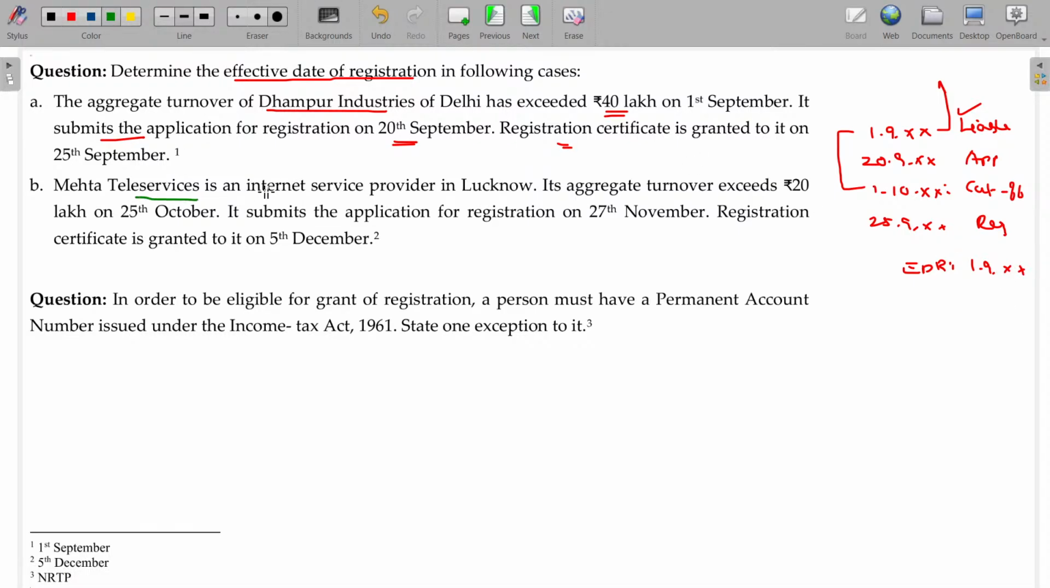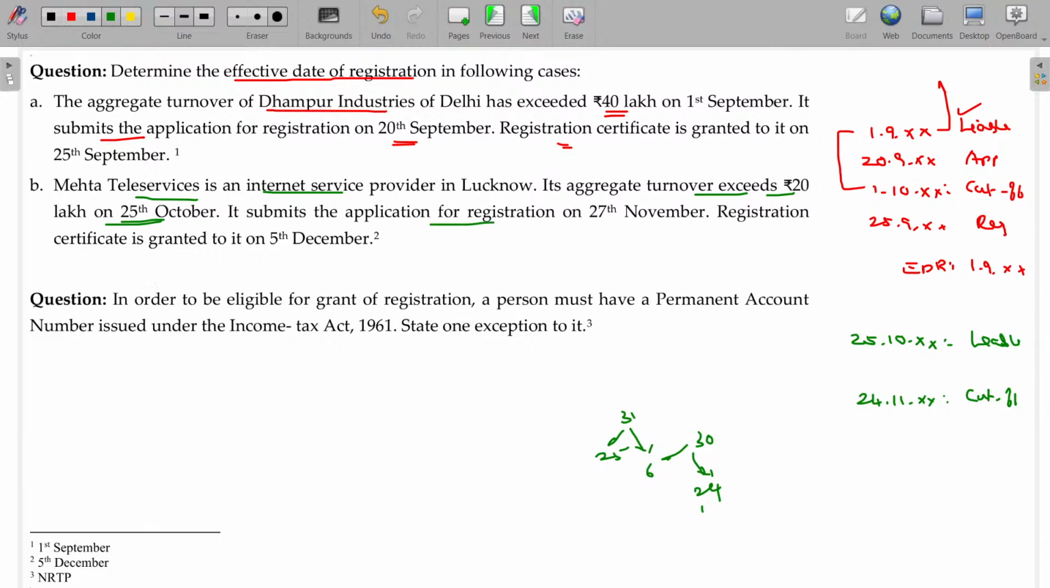Mehta Teleservices is an internet service provider in Lucknow. Its aggregate turnover exceeds 20 lakhs on 25th October, 25th October being the liable date for registration. And what is the cutoff date? You have to add 30 days. October has 31 days, 25 already over. Still how many days do we have? 6 days. For 30 days, another 24 days in November. So 24th November will be the cutoff date.